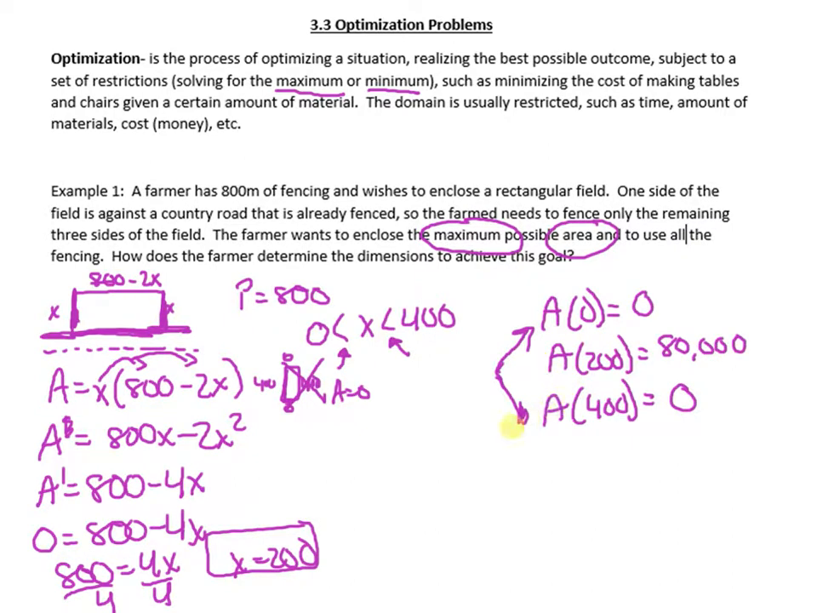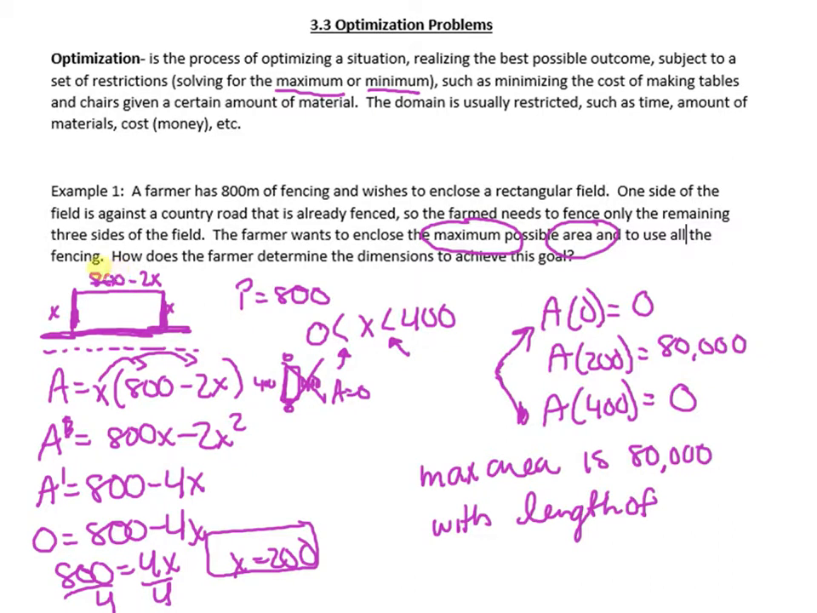Okay, so those are just completely unrealistic. So the maximum area is 80,000 with a length of 800 minus 2x, which is 400, and a width of 200 meters, and that's meters squared.